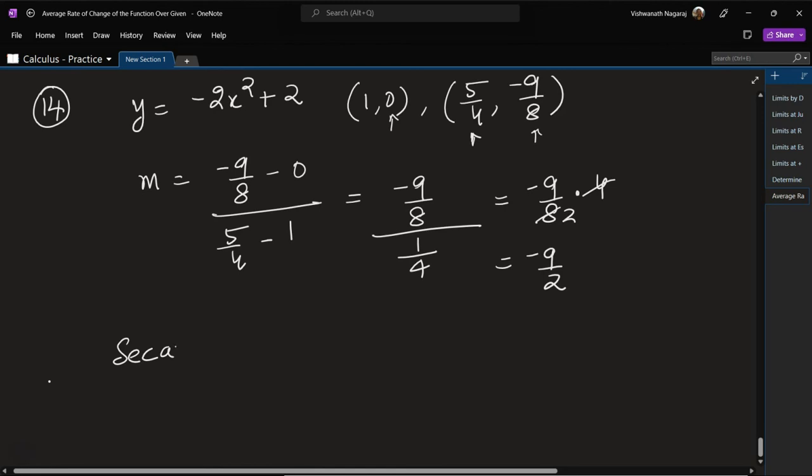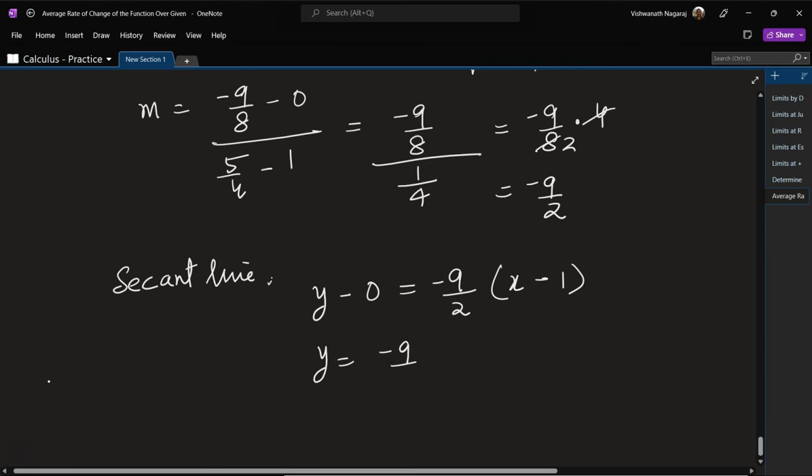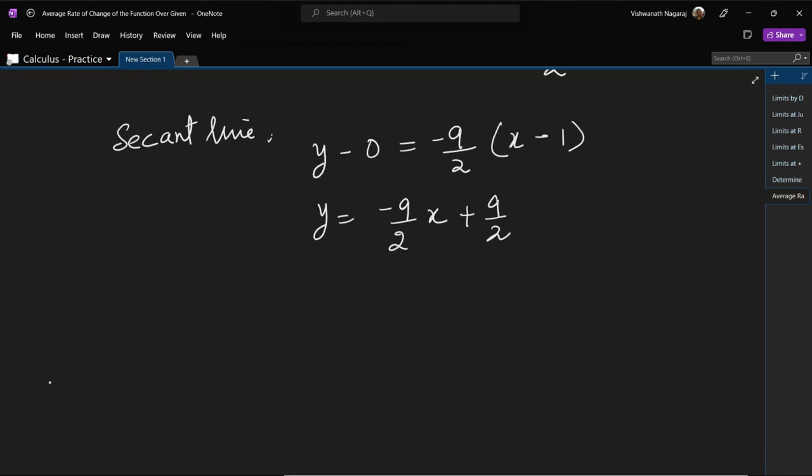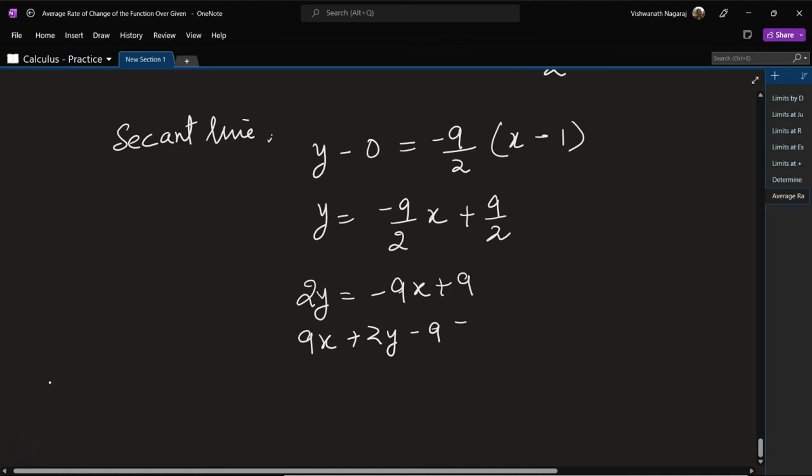And the secant line connecting these 2 points, the equation would be y minus y1 is equal to the slope minus 9 by 2 times x minus x1, which is 1. So y is equal to minus 9 by 2 x plus 9 by 2. And again, we can rearrange it in any way we want. So we could say 2y is equal to minus 9x plus 9, or we can write it as 9x plus 2y minus 9 equal to 0.